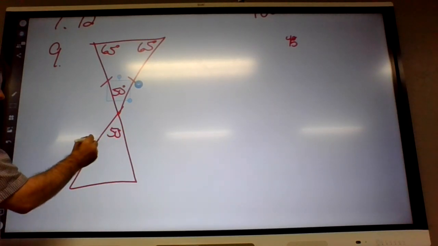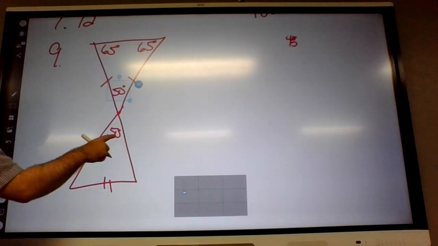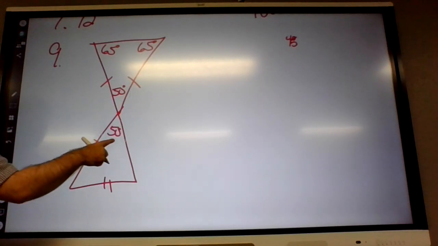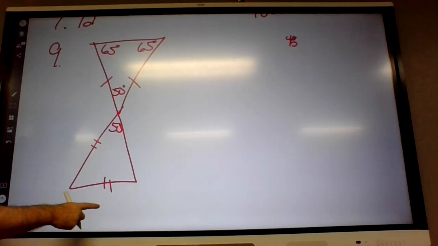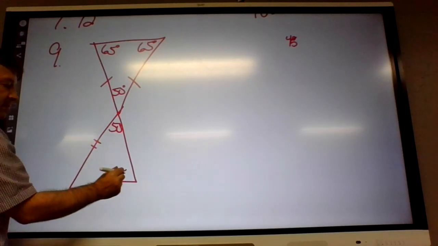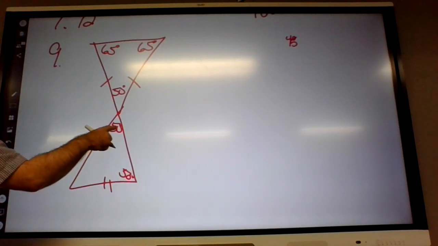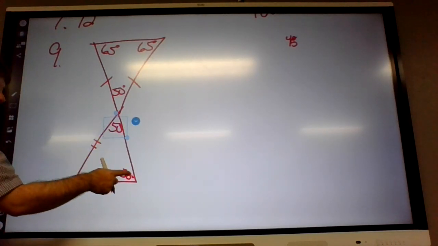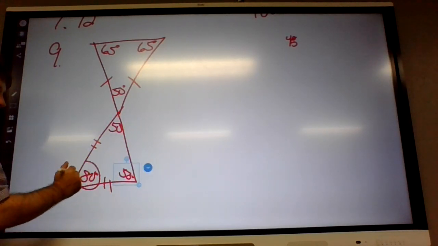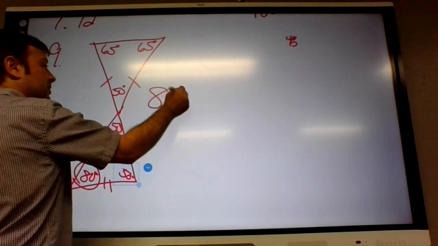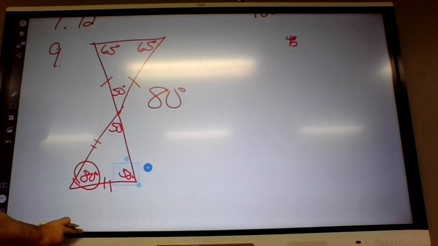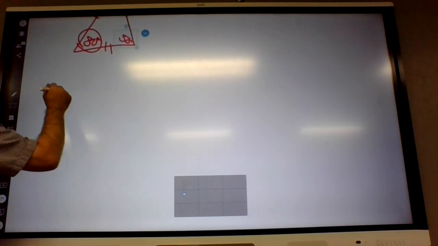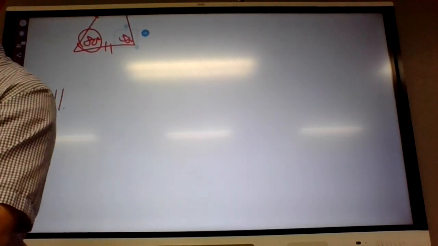And then what else is marked? These 2 are marked. So if this is 50, what else is 50? No, bottom left. Actually, you're right. Sorry. You're right. I thought I was marking the wrong one. So this is 100. 180 minus 100 is 80. That was a lot of work. Not that many.